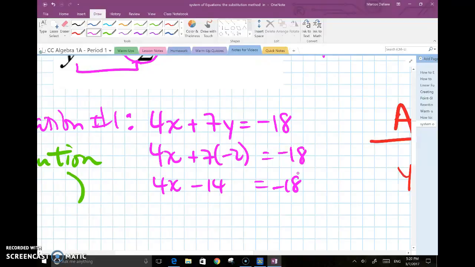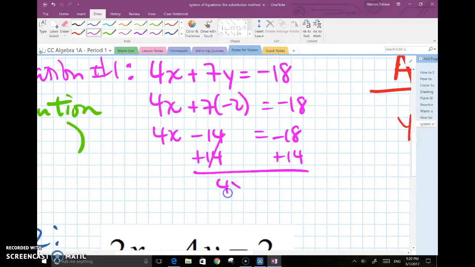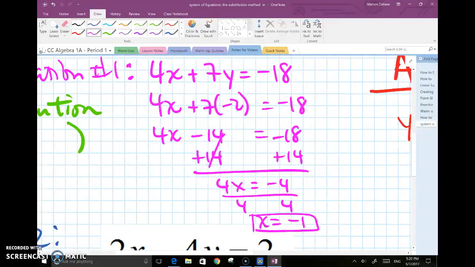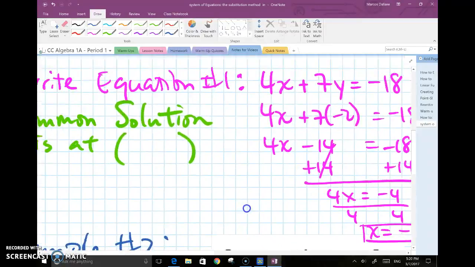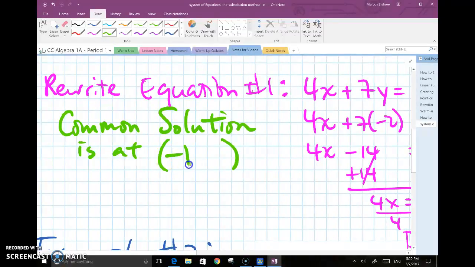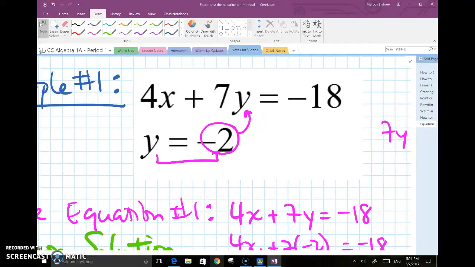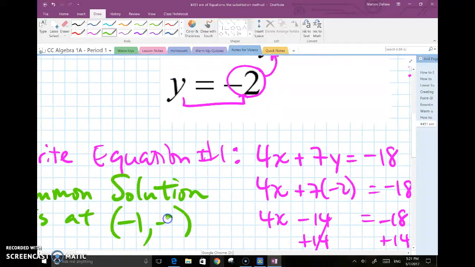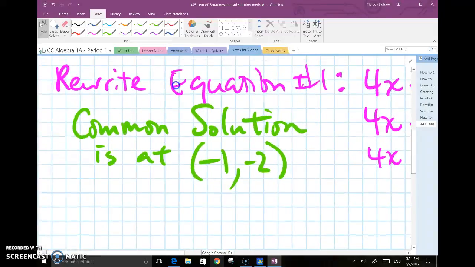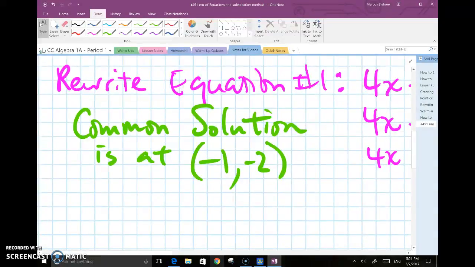Then just use the inverse properties. So addition property here and there. That eliminates. I get 4x is equal to -4. And that means, in the end, my x is -1. Okay? Now, because my x is -1, what that means is that part of my solution is -1. Now, the y value, in this case, is already given to me. It's -2. So all I have to do is take that -2, drop it right there, and just like that, I know that my common solution is at -1, -2.